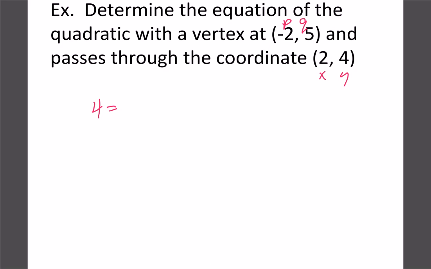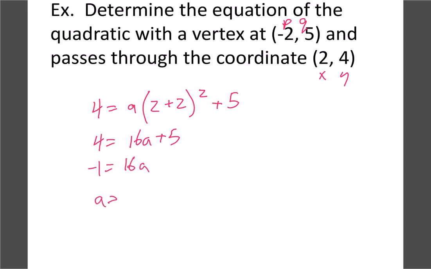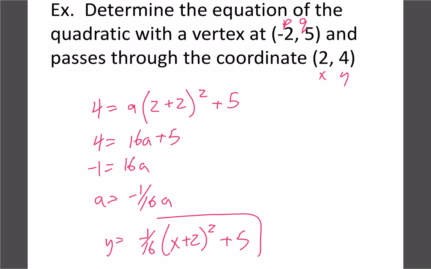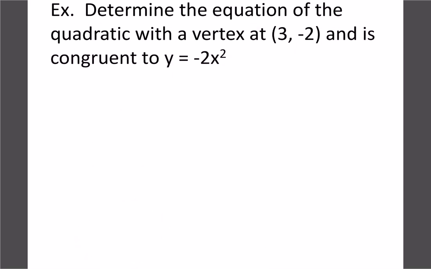So y equals a times (x minus p) squared plus q. And then simplify that, so we get 4 equals, 4 squared is 16. Subtract the 5. Divide by 16, we get negative 1/16 for a. So it doesn't matter whether you do decimals or fractions. Usually we just leave them as fractions, but it will work either way. So we'd have negative 1/16 (x plus 2) squared plus 5 as our final equation.